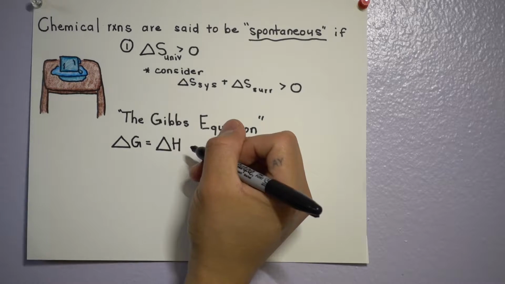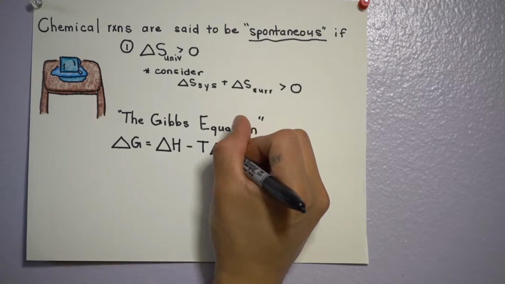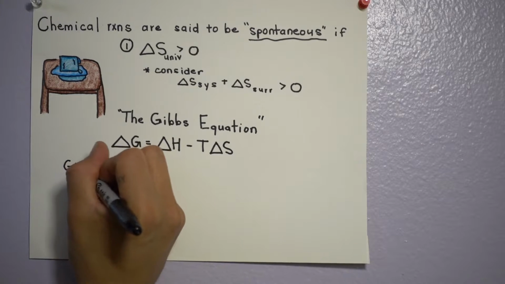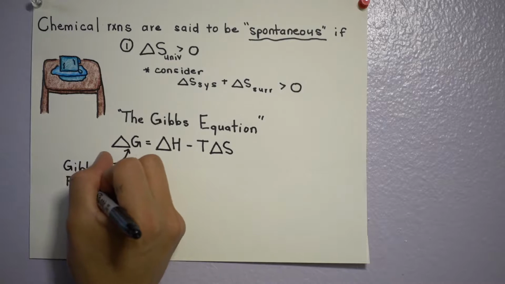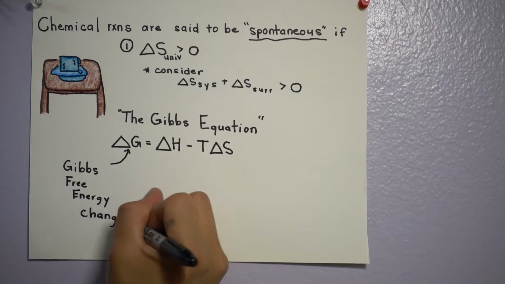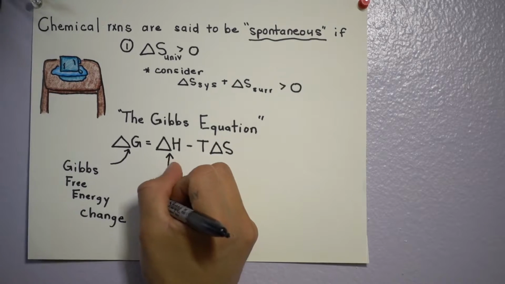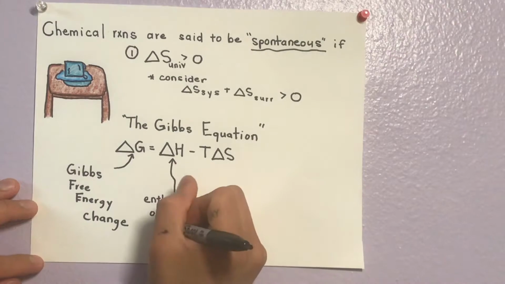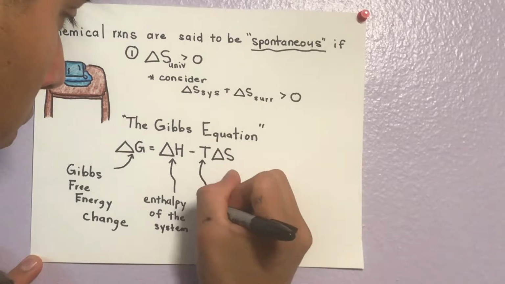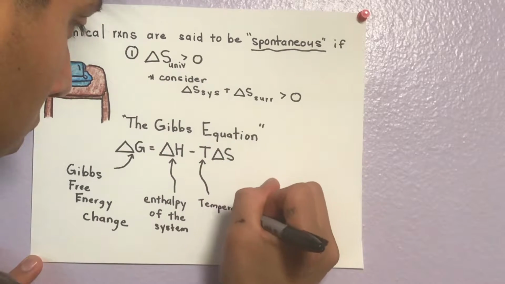Although it may be hard to calculate the entropy of the universe when performing an experiment, there is a thermodynamic equation that allows us to predict the spontaneity of a reaction. This equation is known as the Gibbs equation, where the Gibbs free energy change can be determined by taking the difference of the enthalpy of the system and the product of the temperature times the entropy of the system.